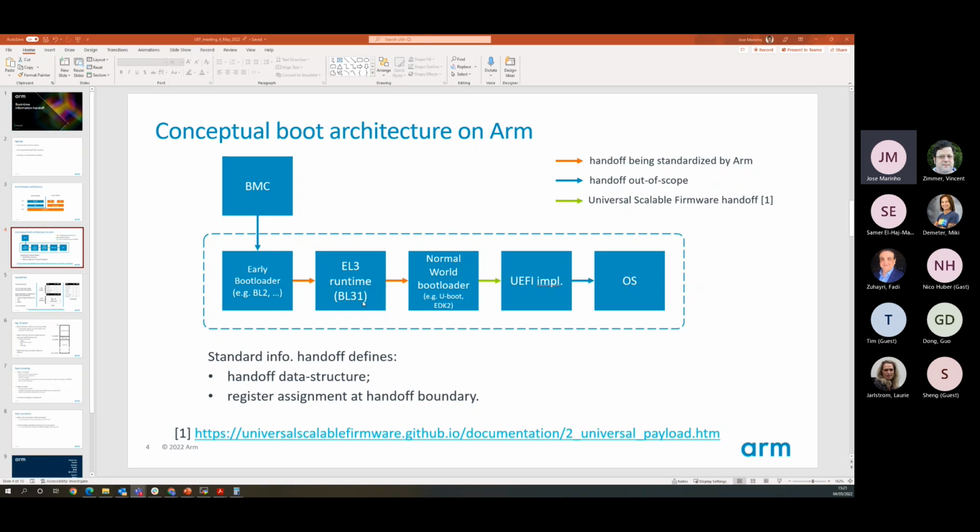But yeah, in a nutshell, there are different firmware components. We see a need to standardize the information being handed off between them. Hopefully, we'll be able to reuse and adopt the data structure that's being standardized in the USF forum. Gotcha.